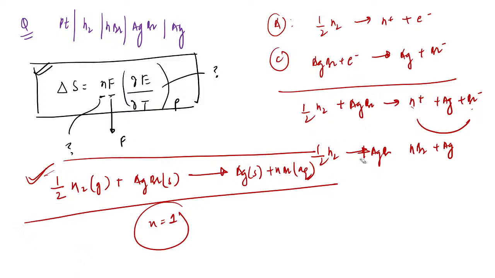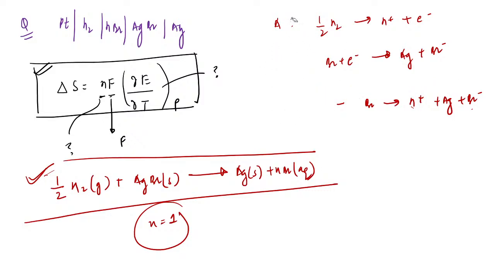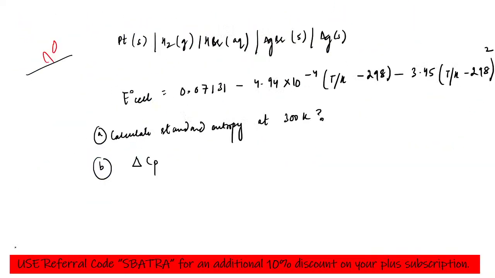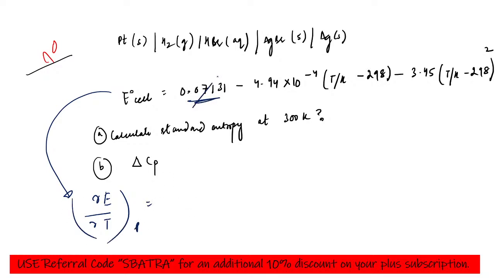Now we have to calculate the entropy change. So let's go to this question, where we have been given this value. How can we calculate entropy change? We can use del E by del T at constant pressure, so we have to differentiate this equation with respect to temperature. This is a constant value, so this will give you 0.